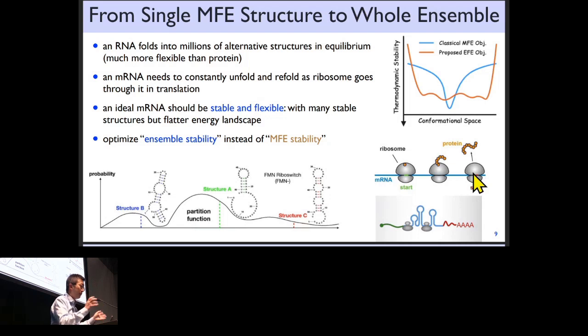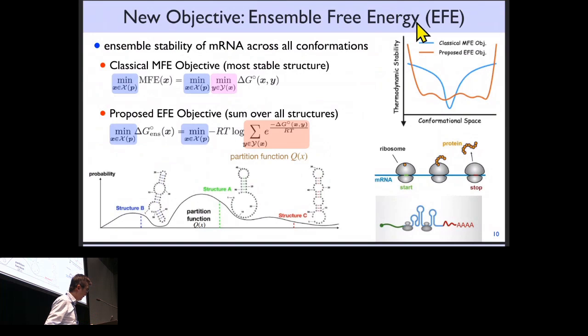So they always switch around between states. And also mRNA needs to be very flexible because during translation, as the ribosome goes through it, the mRNA has to constantly unfold and refold, unfold and refold. So if it's rigid as a rock, it's useless. So rather than optimizing for single MFE structure stability, we want to optimize for the ensemble stability, which sums up all the other alternative structures, the whole Boltzmann ensemble. And we would want to prefer a flatter energy landscape so that you can be more flexible, stable and flexible. So that's the new objective called EFE instead of MFE.